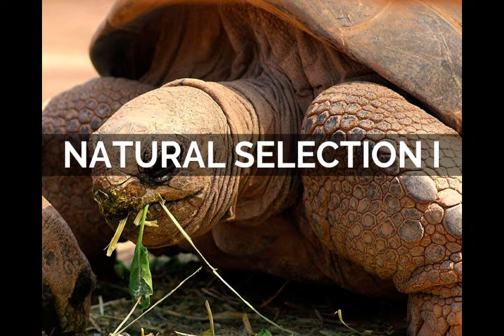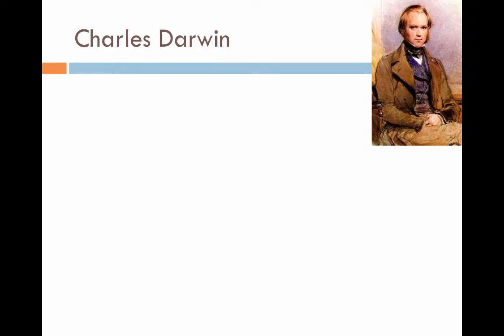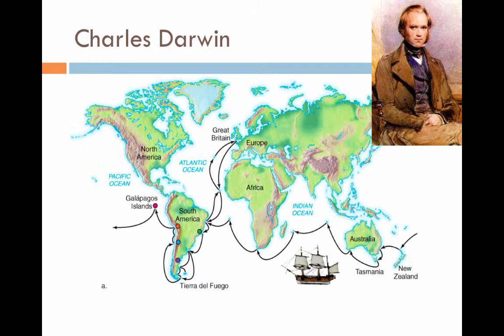This video is about Darwin and the process of natural selection. One of the most famous scientists, actually maybe the most famous scientist, is named Charles Darwin. In the 1800s, Charles Darwin sailed around the world and collected fossils and organisms from a variety of countries.